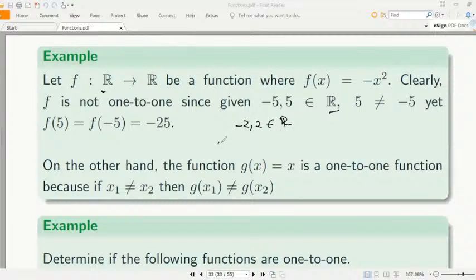But now, what about the output? F of -2 is -4, and F of 2 will also be -4. So different inputs have given us the same output, and that means the function is not injective.